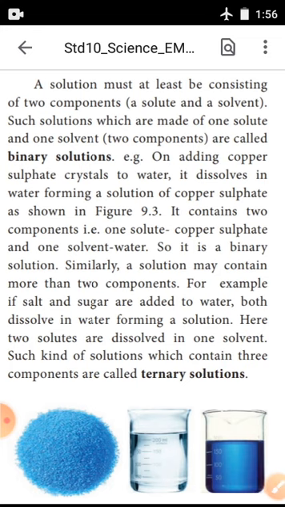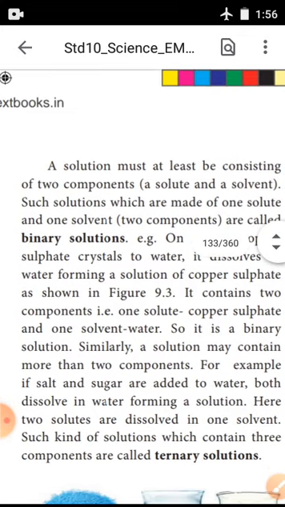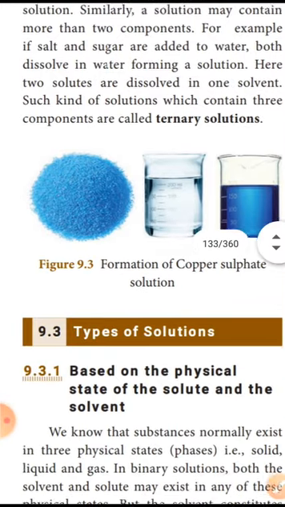Okay, you have to mark this one of the 2-mark questions. What is ternary solution? Ternary means three. So the solution contains three components. Then what are the components? Two solutes and only one solvent. Totally three substances present in one solution, that is ternary solution. Then what is binary solution? Binary means two substances. So the solution contains two substances: one solute and one solvent. Okay.